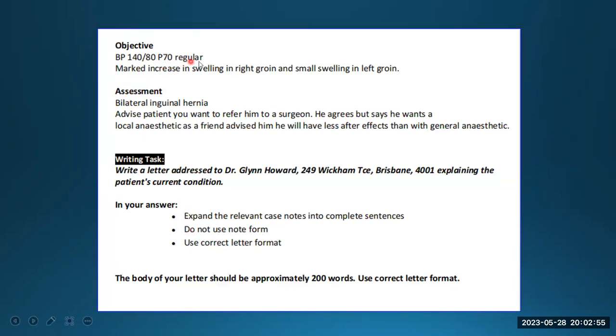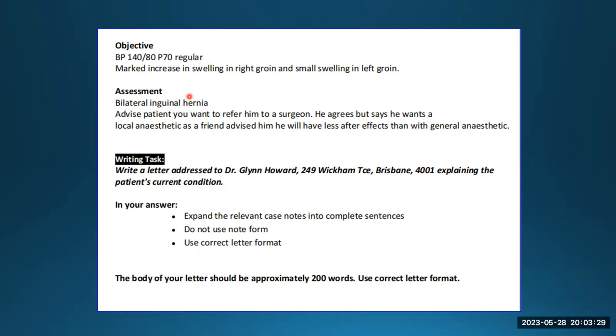Blood pressure normal, pulse normal. The pulse is 70. Here he will not mention the pulse. You can skip the pulse in the previous visit as well because that is normal. Marked increase in swelling of the right groin, and a small swelling in the left groin is also there. Diagnosis. Dr. Abdullah asks about blood pressure slightly raised, mild, 140. No, this is normal range.